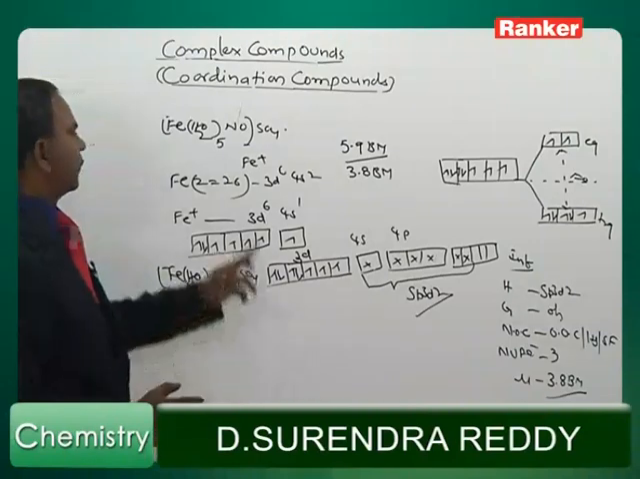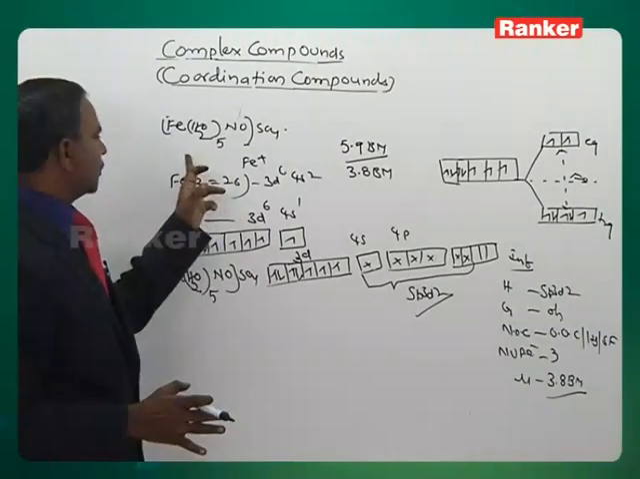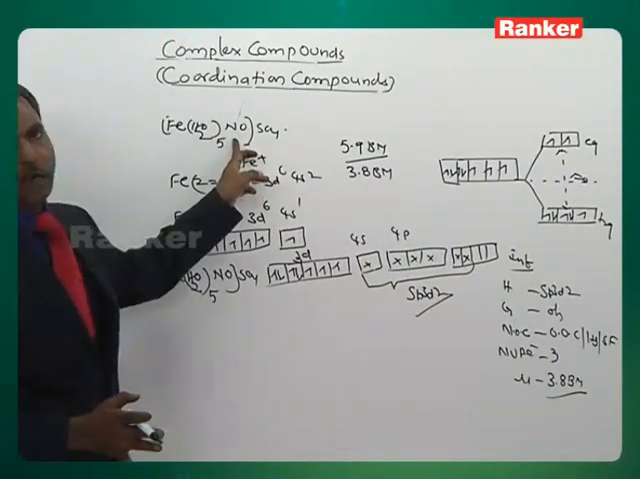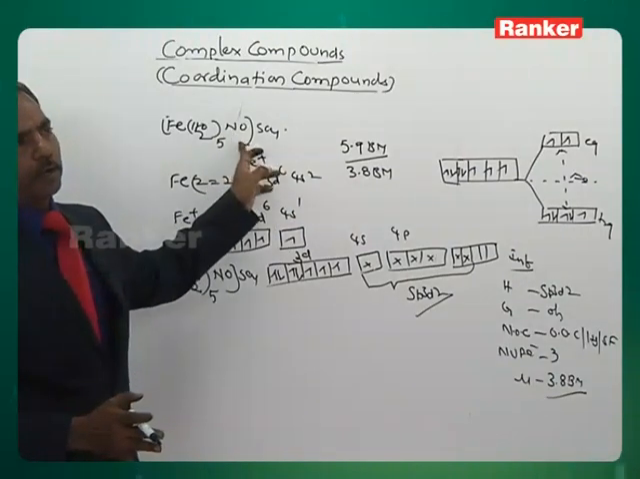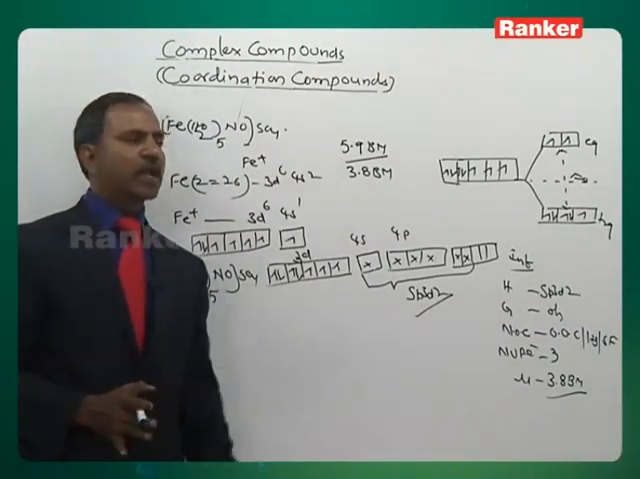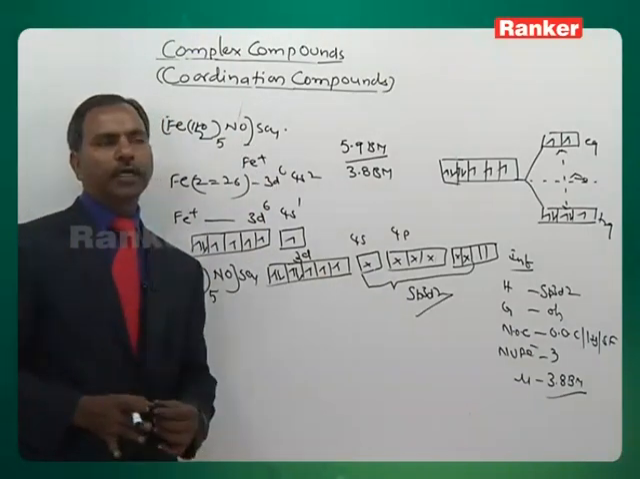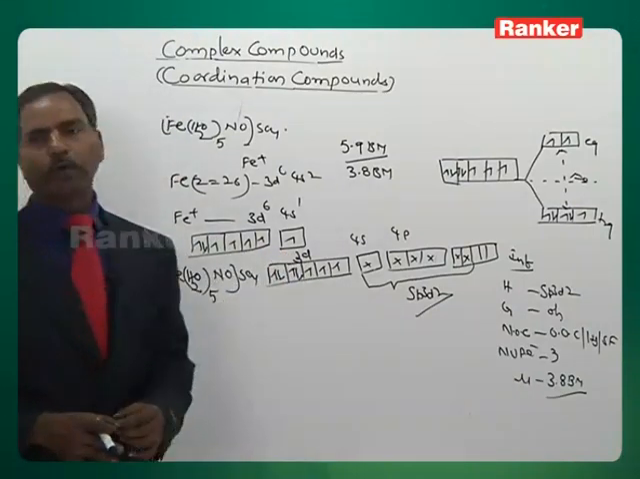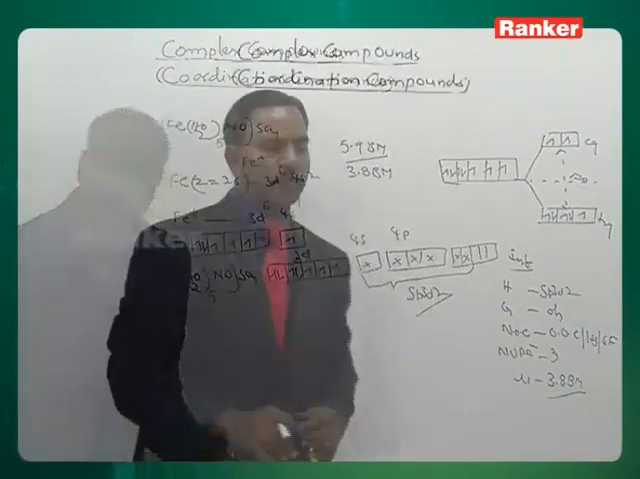What you have to remember is, in this particular complex, what is the oxidation number of iron? +1. In this, NO is involved as NO+, the nitrosonium ion. This NO is involved in the complex as an NO+ ligand. So these are very important points to remember in this brown ring complex. Next, let us discuss.